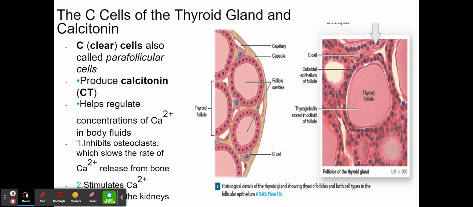C cells produce the hormone calcitonin, or CT, which helps to regulate Ca2+ concentrations in the body fluids. We introduced the functions of that hormone back in 168, but the net effect of calcitonin release is a drop in the calcium concentrations in body fluids. Calcitonin has a few functions. One, it inhibits osteoclasts, which slows the rate of calcium release from the bone. And two, it stimulates calcium excretion by the kidneys.